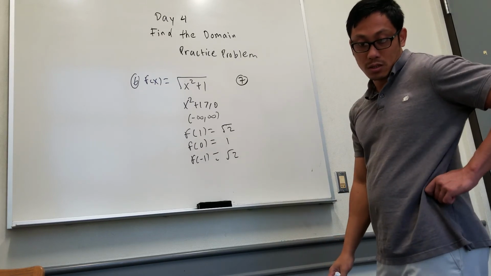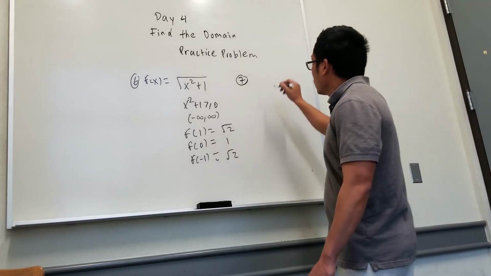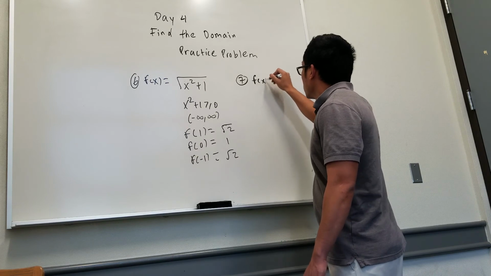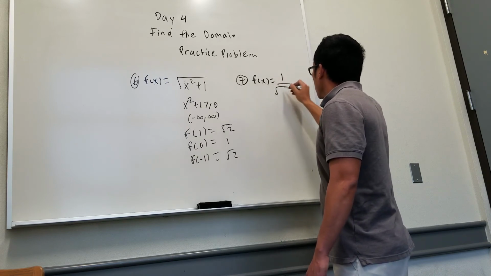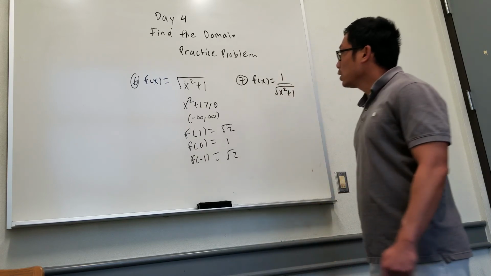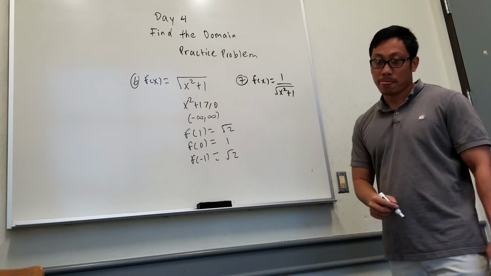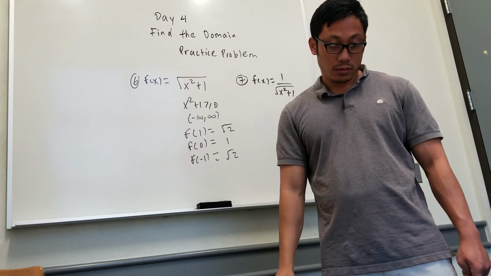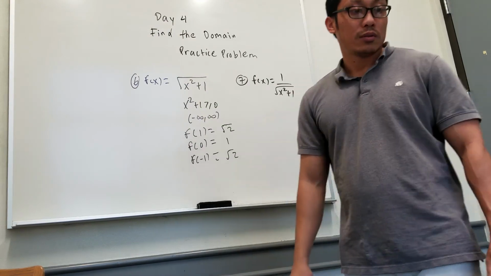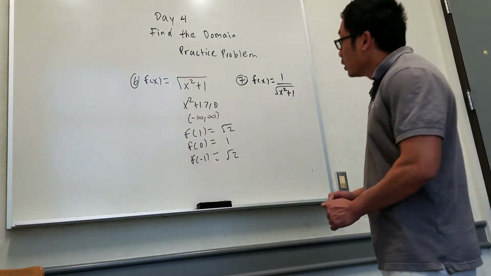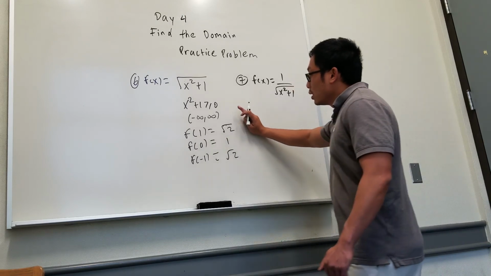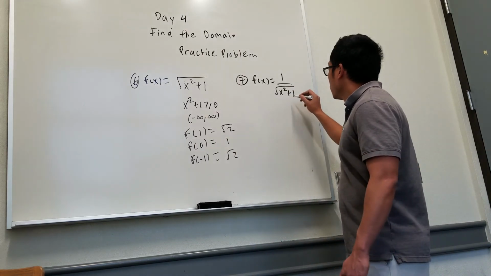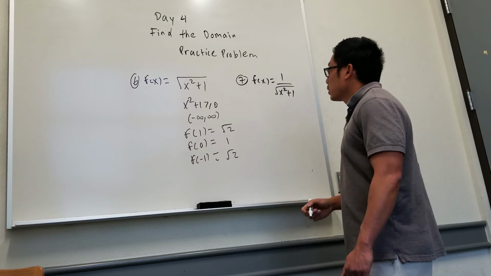Okay, so let's do one more. Let's do the same thing: 1 over the square root of x squared plus 1. So what do you think the domain of this one is? Okay, getting the idea, you would know the domain of this is all real numbers, right? But the question is why.